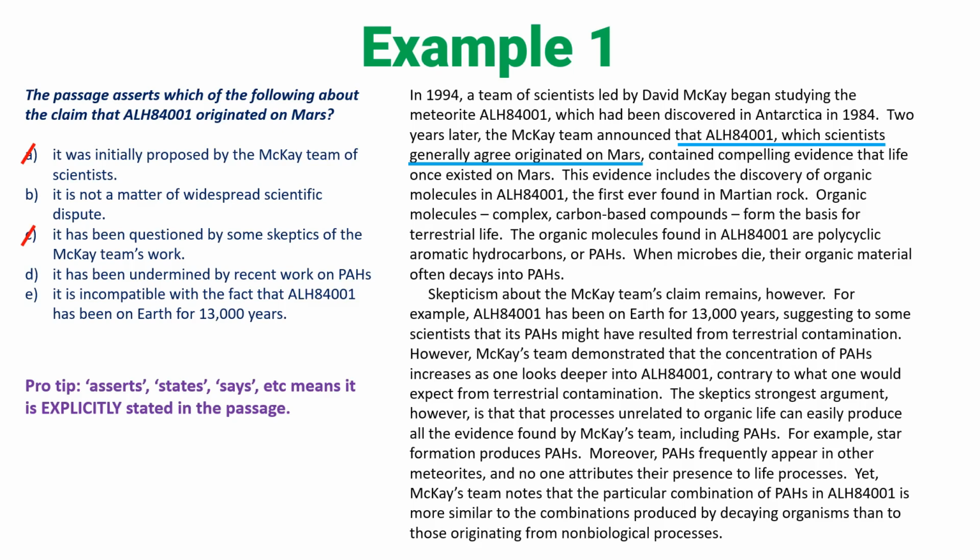C is clearly wrong. Scientists generally agree that the meteorite originated from Mars. Skeptics agree with that. They just don't think it proves that there's life on Mars. D is wrong. Again, scientists agree it's true. And E is wrong for the very same reason. Scientists believe the meteorite originated on Mars. B is correct.